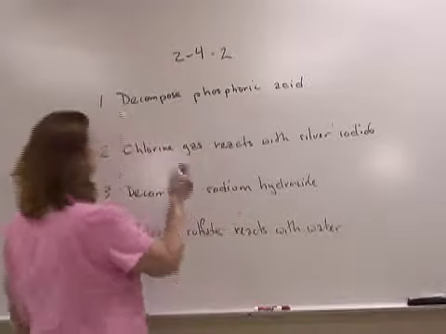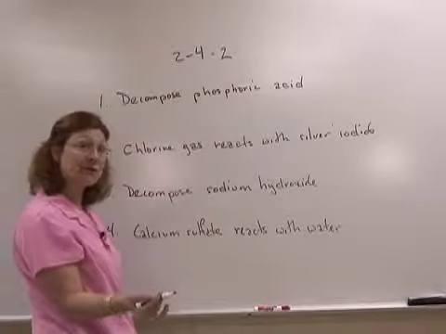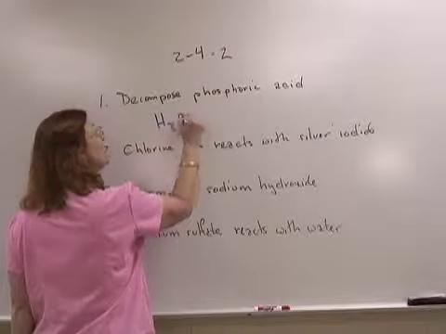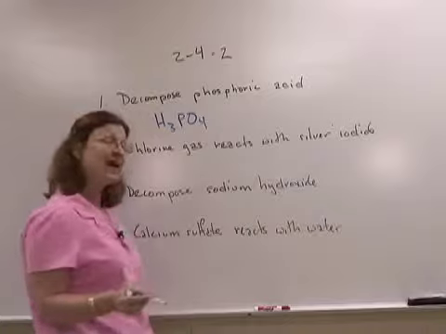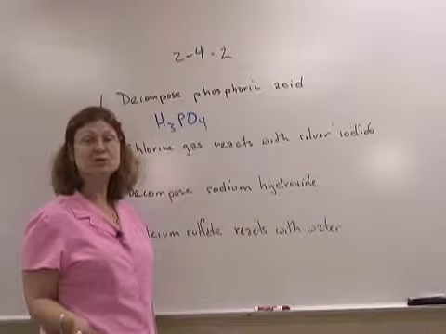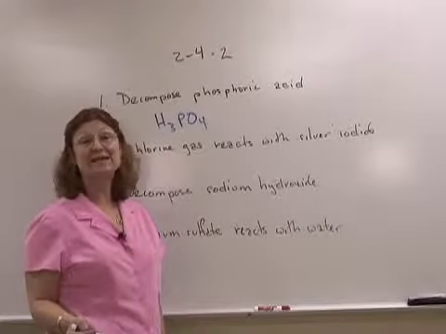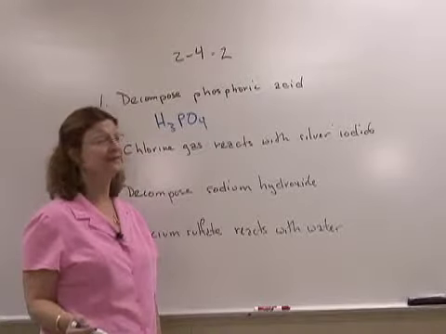Now when we decompose phosphoric acid, first of all I have to know, what is phosphoric acid? Well, it's H3PO4. Phosphoric acid in its name is an exception to the rule. It has 4 oxygens, but it's called phosphoric acid and not perphosphoric acid.